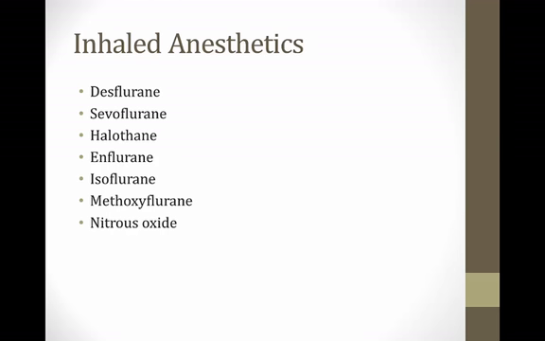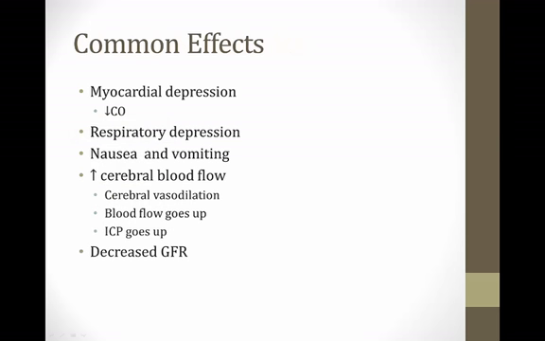But now we're going to talk about specific gas anesthetics, and I've listed them for you here. Desflurane, sevoflurane, halothane, enflurane, isoflurane, methoxyflurane, and nitrous oxide. You will mostly see sevoflurane and isoflurane used in operating rooms in the United States. Halothane is a very old anesthetic that's not used anymore, and some of these others also have major side effects and are not used anymore. You need to know them for your boards, but you're not going to see them used in operating rooms.